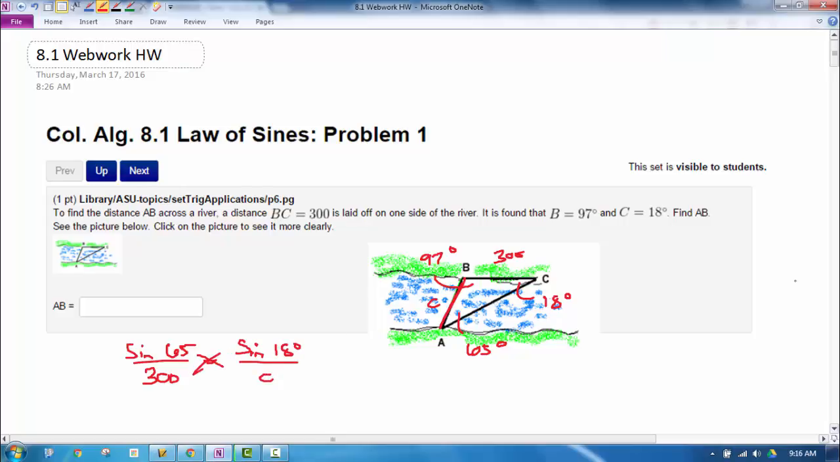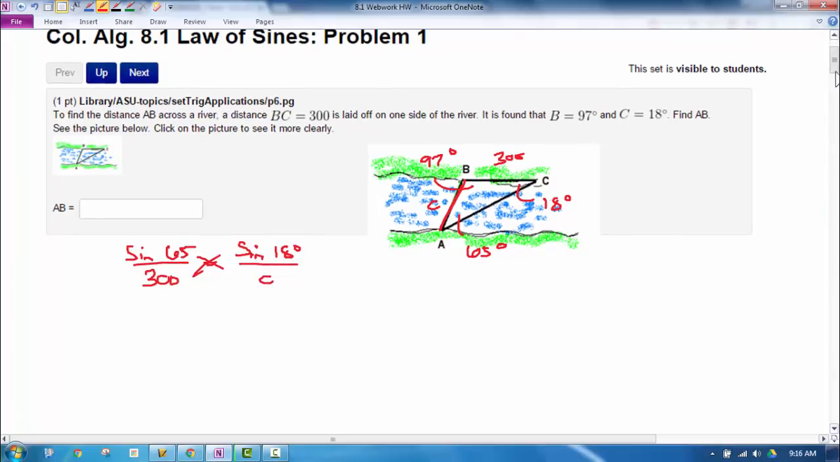And I can cross multiply now. Actually, let me just show you that work. C sine of 65 equals 300 sine of 18. Divide both sides by the sine of 65, and you get c is 102.3. I'm not sure if we need to round that further or keep that further in our calculator. Let me try to enter that in, and it looks like it works fine just to the tenth.